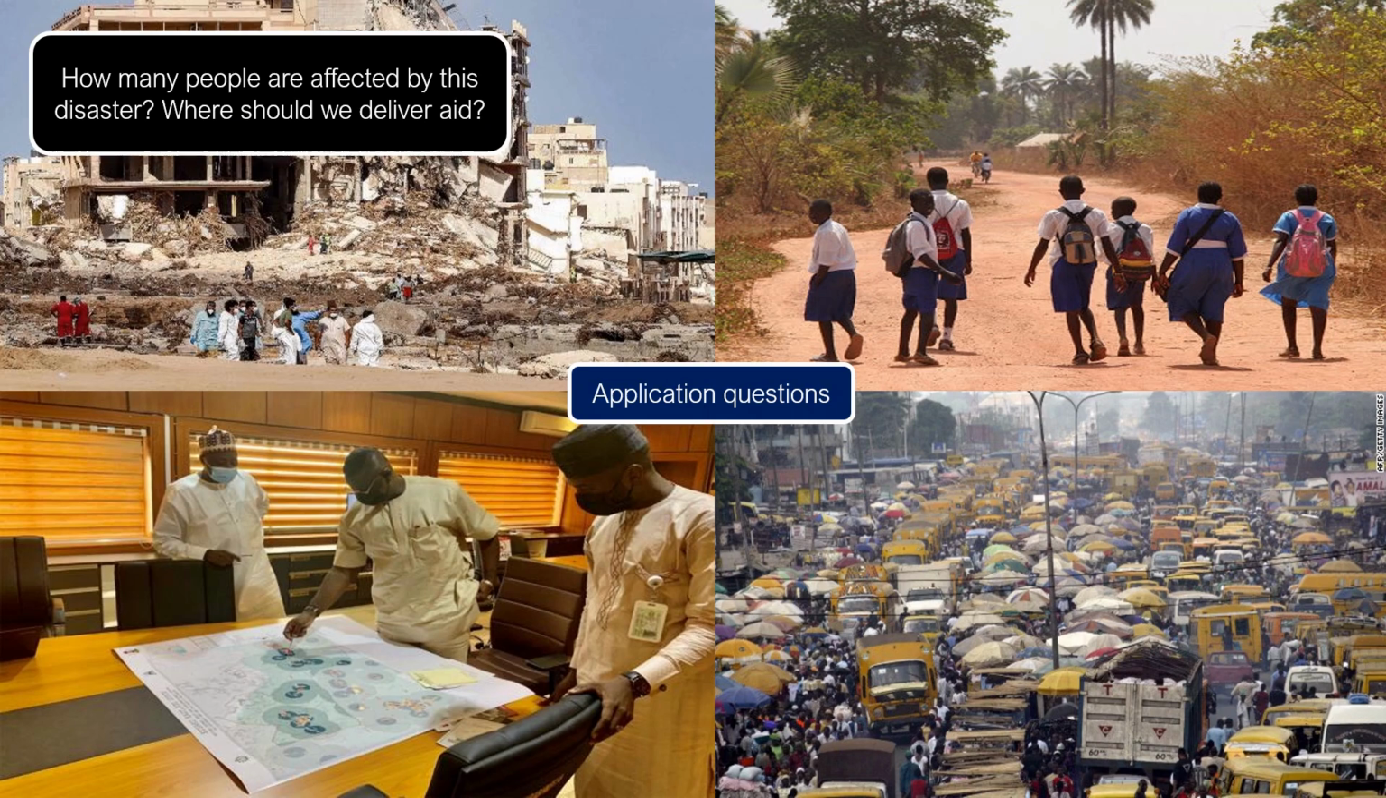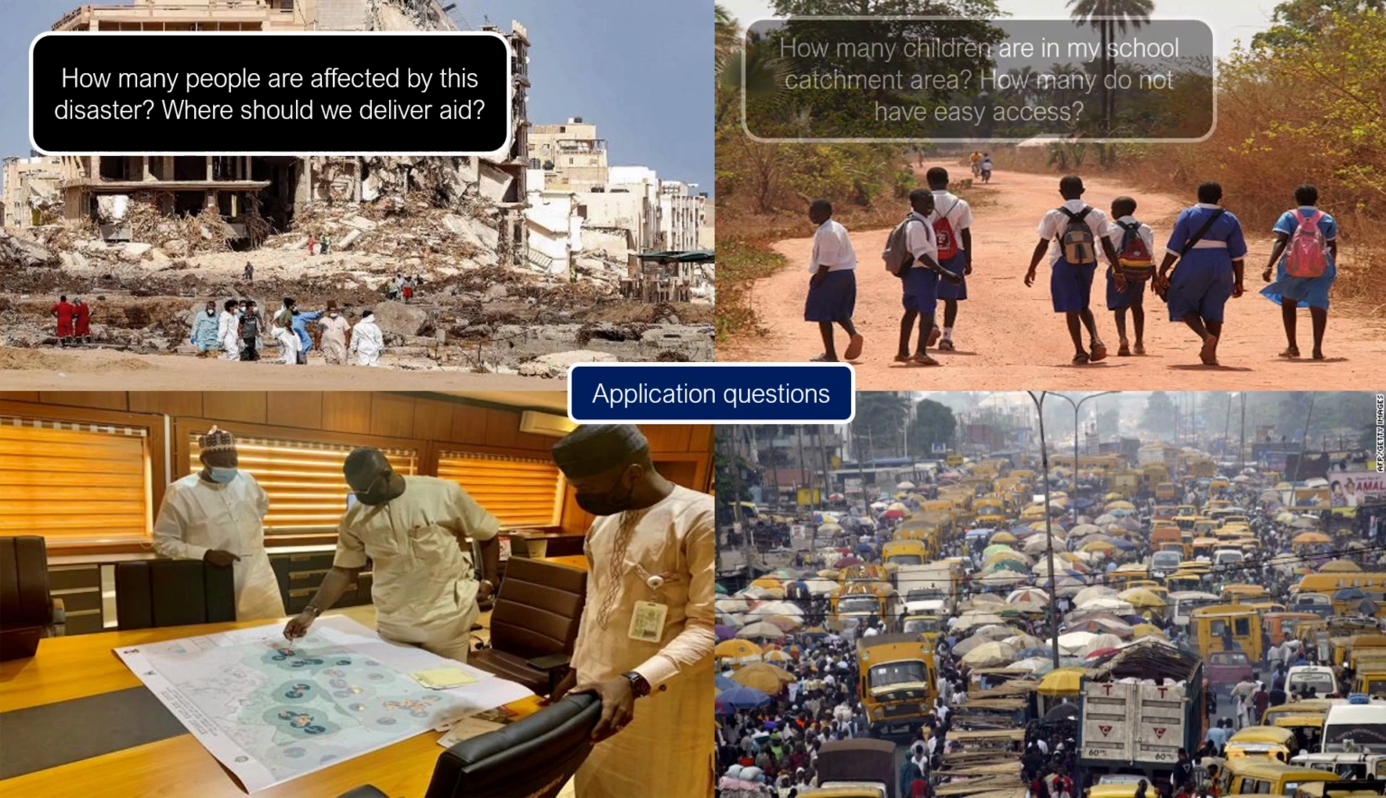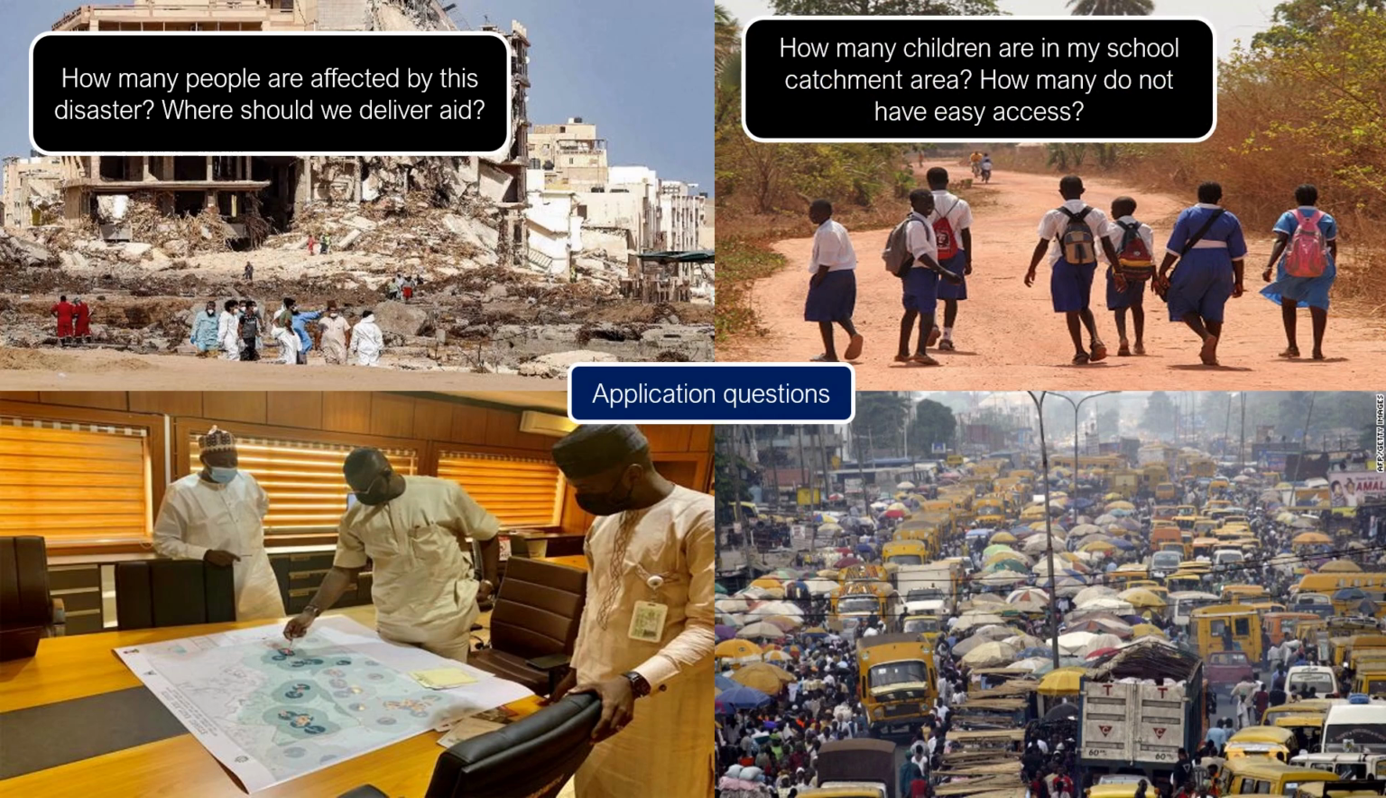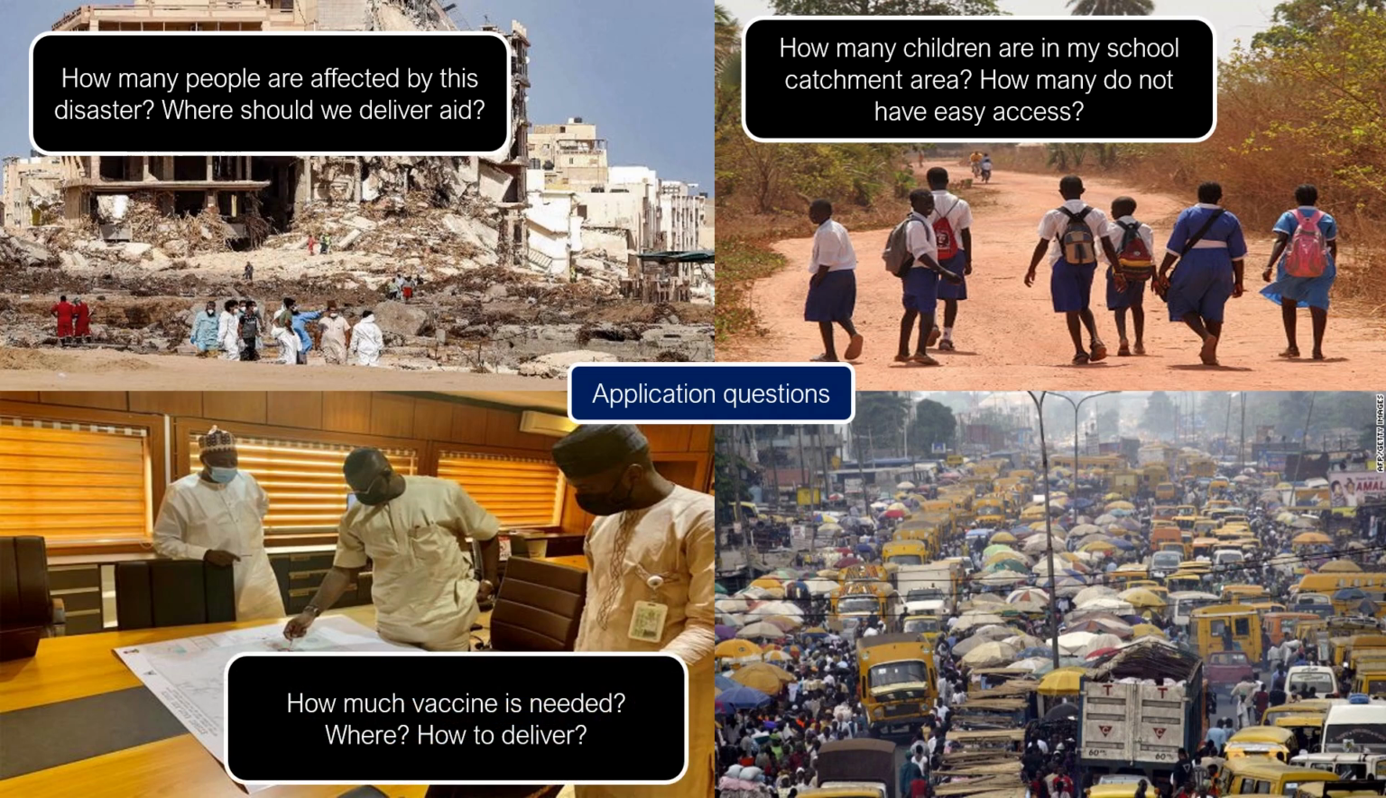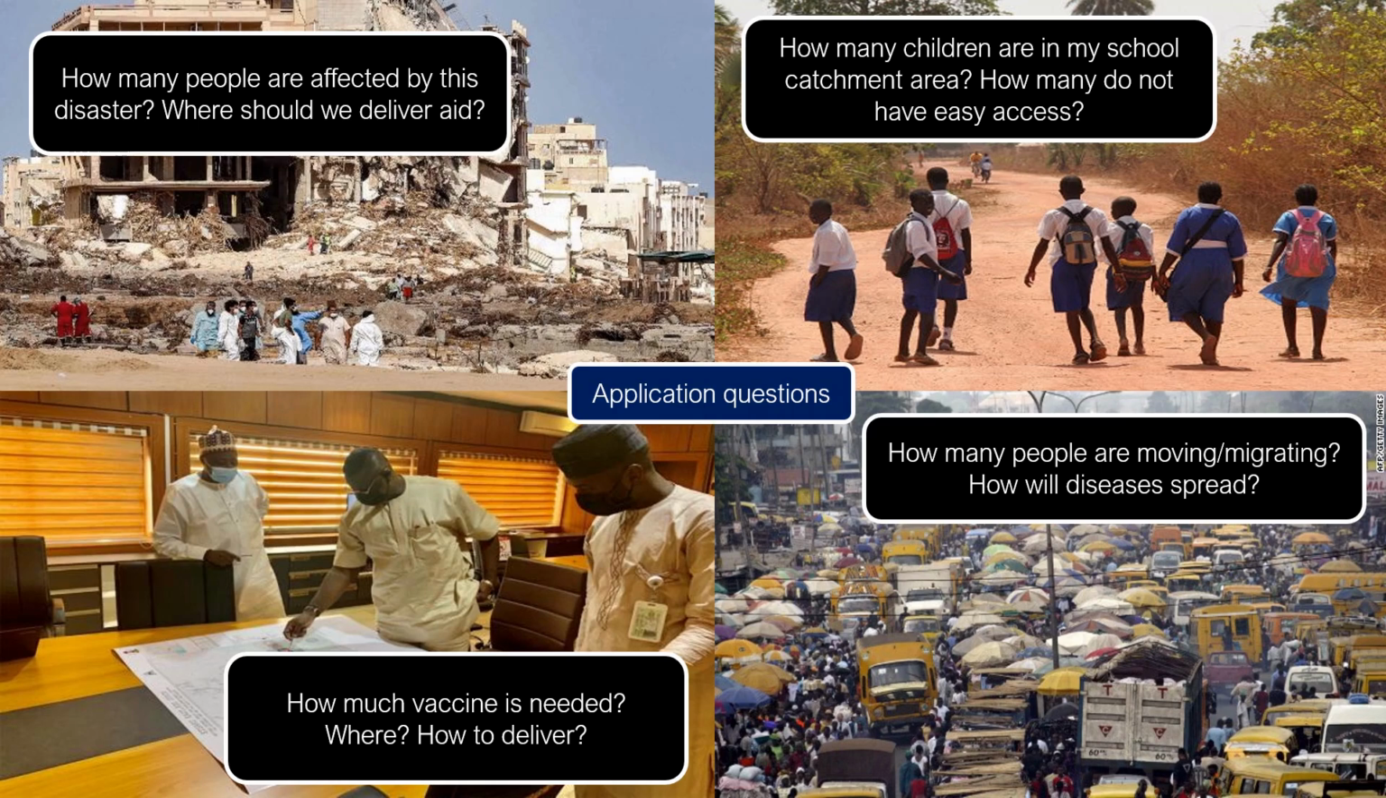Being able to answer these kinds of questions helps us with specific applications. If there is a disaster, how many people are affected by the disaster? Where should we deliver aid? How many children are in my school catchment area? How many do not have easy access to education? How much vaccine is needed? Where and how to deliver that? And how many people are moving or migrating, and how does that mean that diseases are likely to spread?